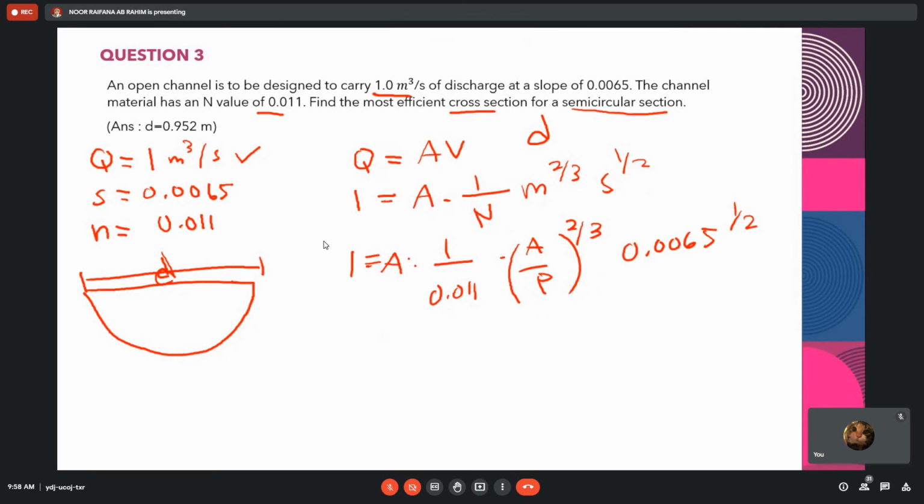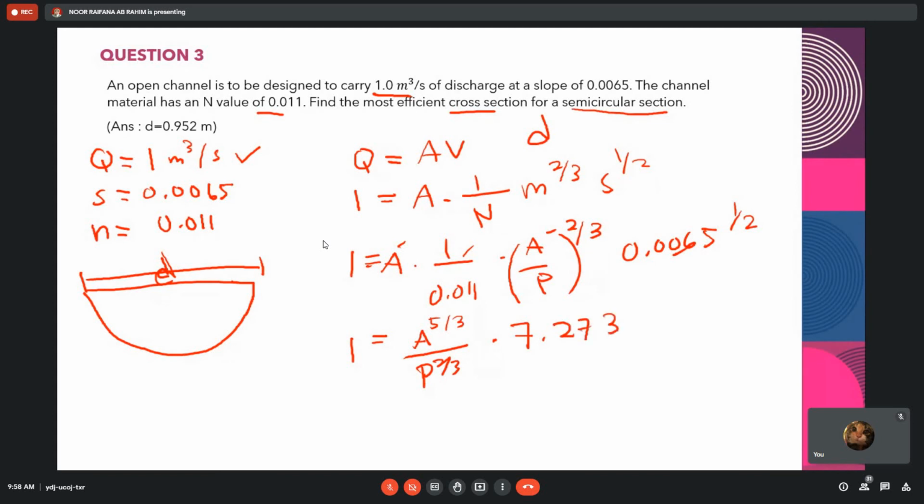A ni kita kalilah dengan ni sekali. So kita akan dapat 1 is equal to the A akan jadi kuasa dia 5/3 over P 2/3. Ni siapa tak dapat ni kena balik sekolah rendah lah. Nak calculate mana dapat ni. So kita akan dapat macam ni.